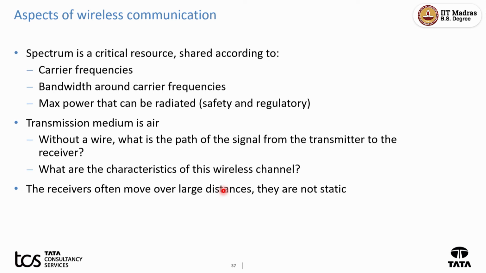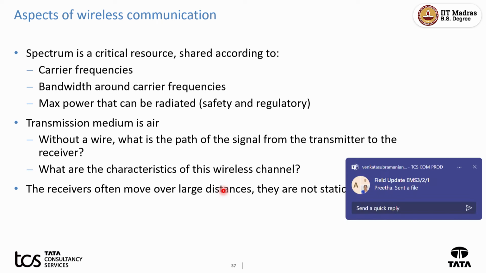Spectrum is a critical resource, and because of the scams that have happened, it is a very famous resource also. Spectrum is a critical resource shared according to who is using which carrier frequency and how much are you reserving outside. You remember that picture of that triangle? How much around that center are you going to use? Each operator in different states gets different locations as well as different amounts.